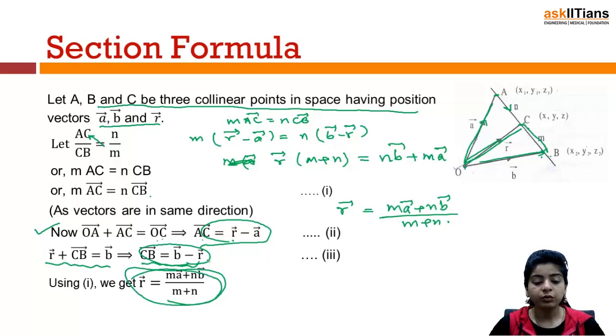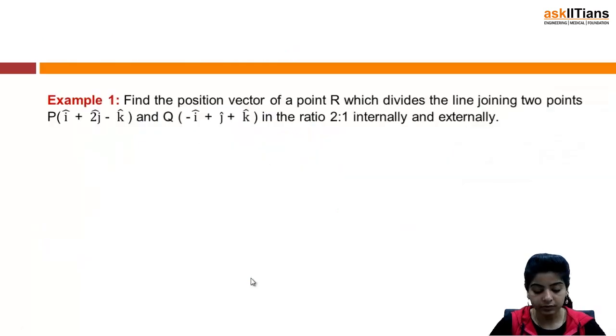So what you need to note here is that if you have a case like this, where this is a vector, this is r, this is b vector, and some ratio is given for these two sides, then your vector r would be (Ma plus Nb) by (M plus N). a and b are vectors, right? You just need to keep in mind this formula. Let us solve some questions based on this. You will be able to understand it quite easily.